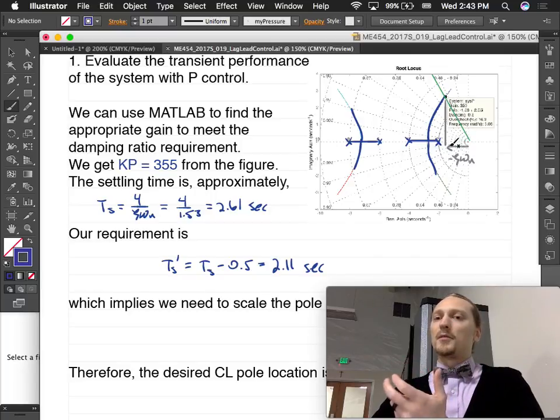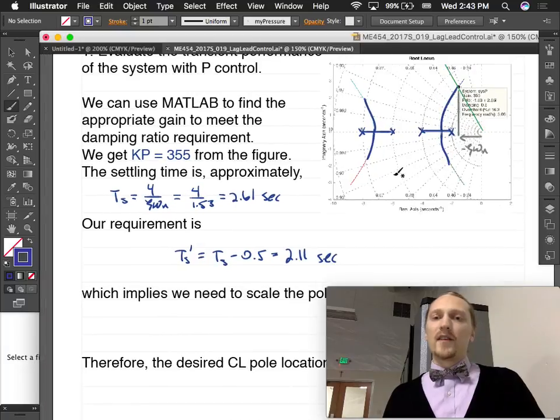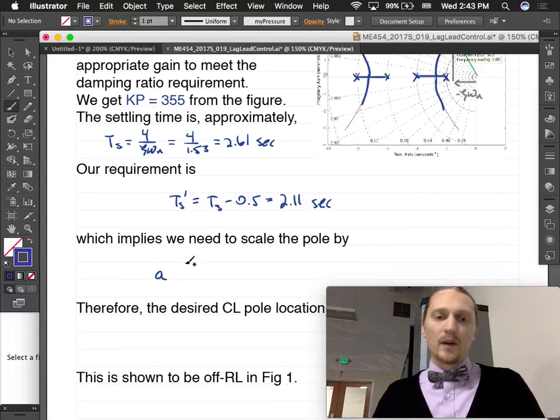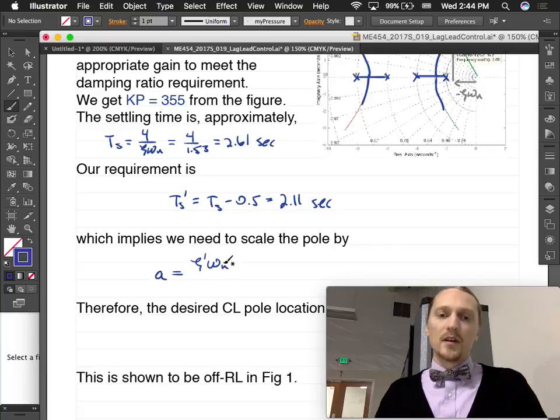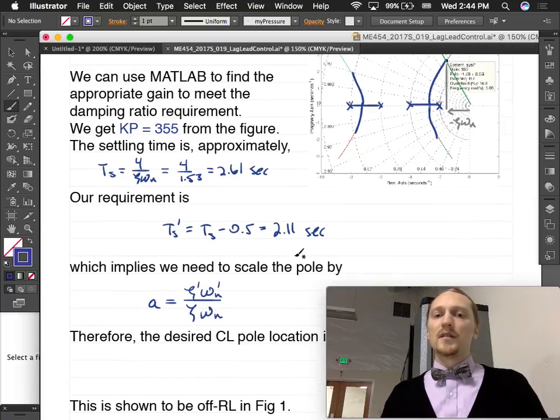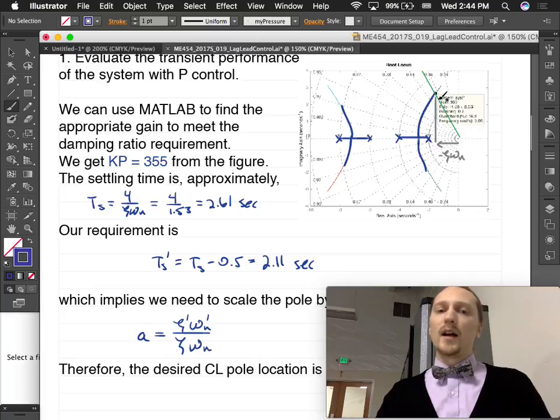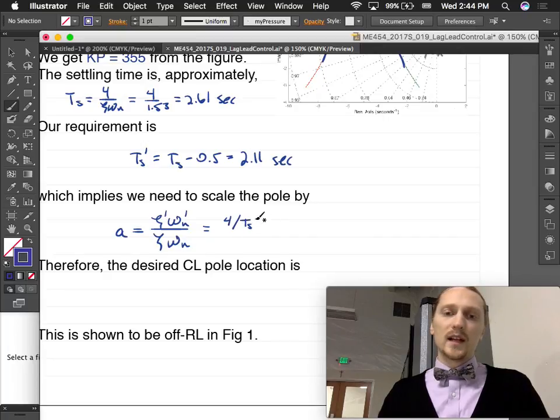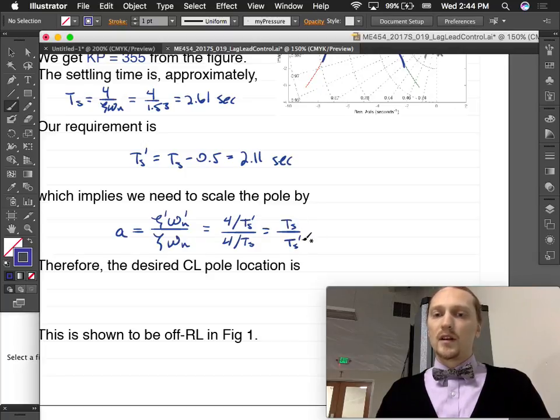And to scale, we want to scale the real part by a certain factor, and so we want to scale the whole thing by that factor. The scaling factor, I'll call it A, we want to be our new damping ratio and our new natural frequency divided by our old damping ratio and our old natural frequency, which is essentially the real part of the new one divided by the real part of the old one. If we use that formula to relate, it would be 4 over Ts prime divided by 4 over Ts. And that turns out to be just Ts over Ts prime.